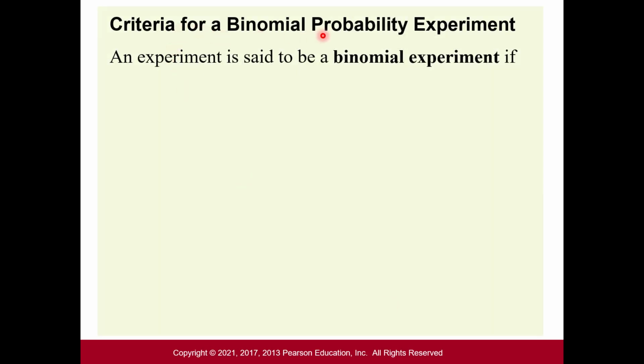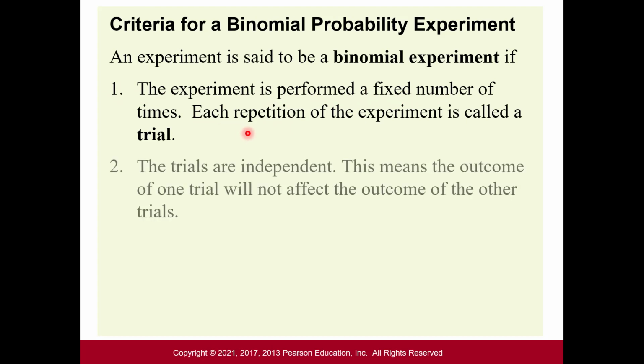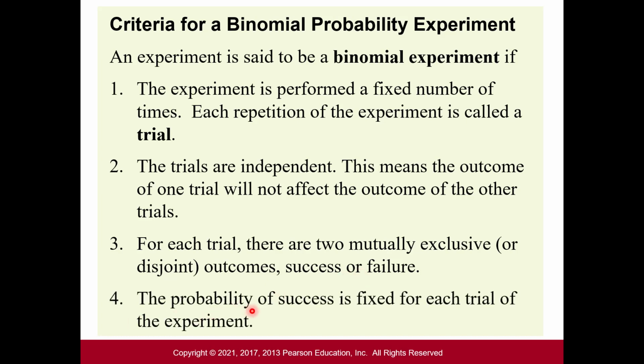So criteria for a binomial probability experiment. Number one, the experiment is performed a fixed number of times. And each time we do the experiment, we call it a trial. Number two, the trials are independent. This means that the outcome of one trial will not affect the outcome of another trial. Number three, for each trial, there are two mutually exclusive or disjoint outcomes, success or failure. Number four, the probability of success is fixed for each trial of the experiment.